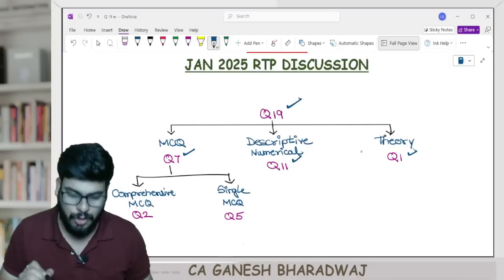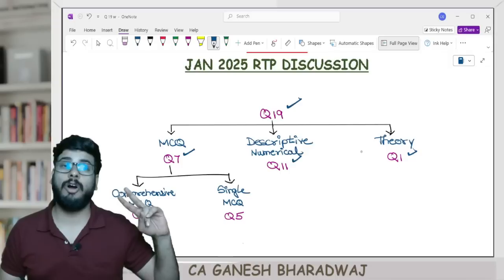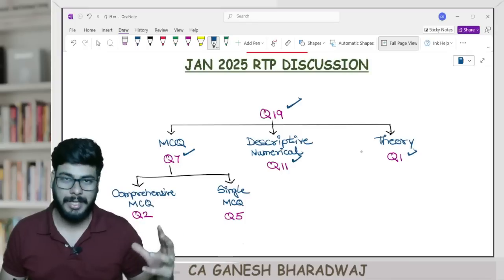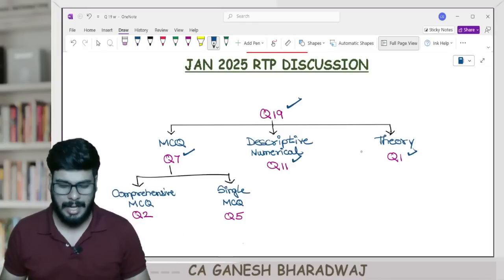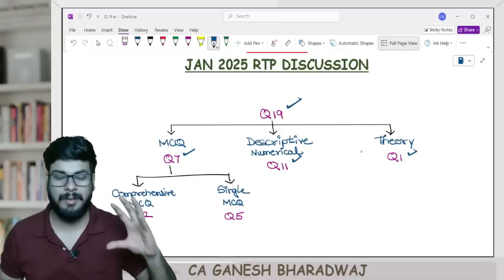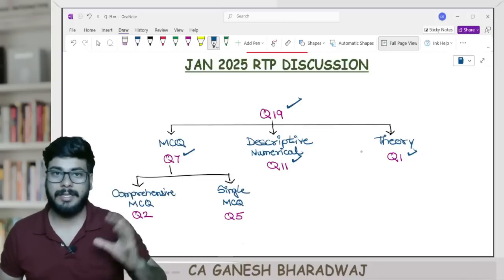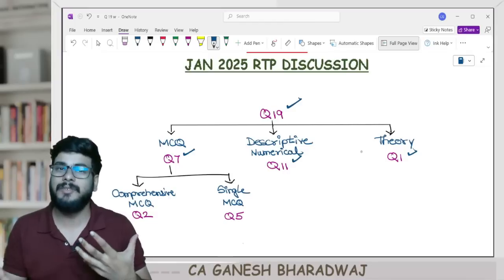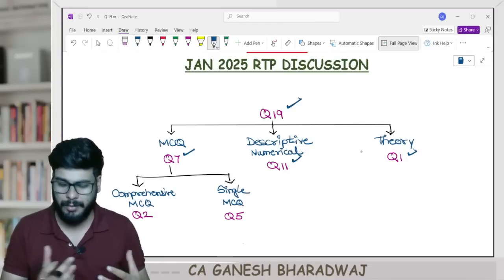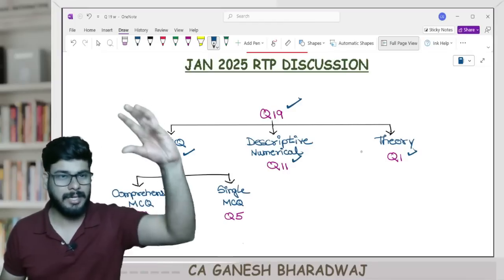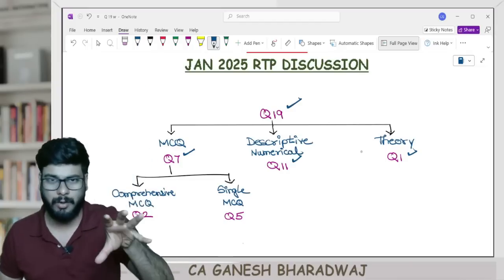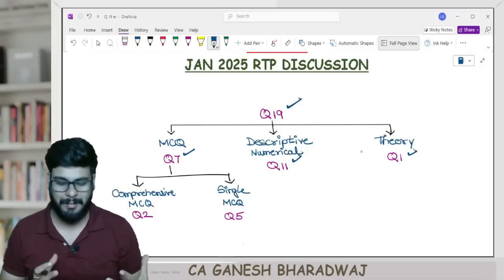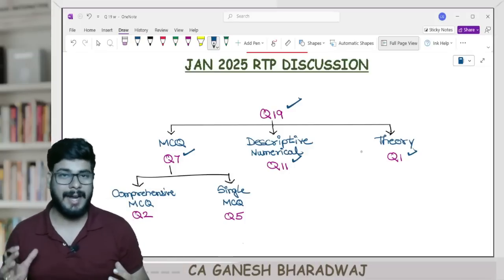And in the 7 MCQs, there are 2 comprehensive MCQs and 5 single MCQs. By comprehensive MCQ, I mean that from a single case study, there are 5 different MCQ questions that they ask, with 4 options under each of the questions that you need to do. But a single MCQ is basically from a single passage, that is from a single case study, they ask only 1 MCQ. This is what I mean by a comprehensive MCQ and a single MCQ.